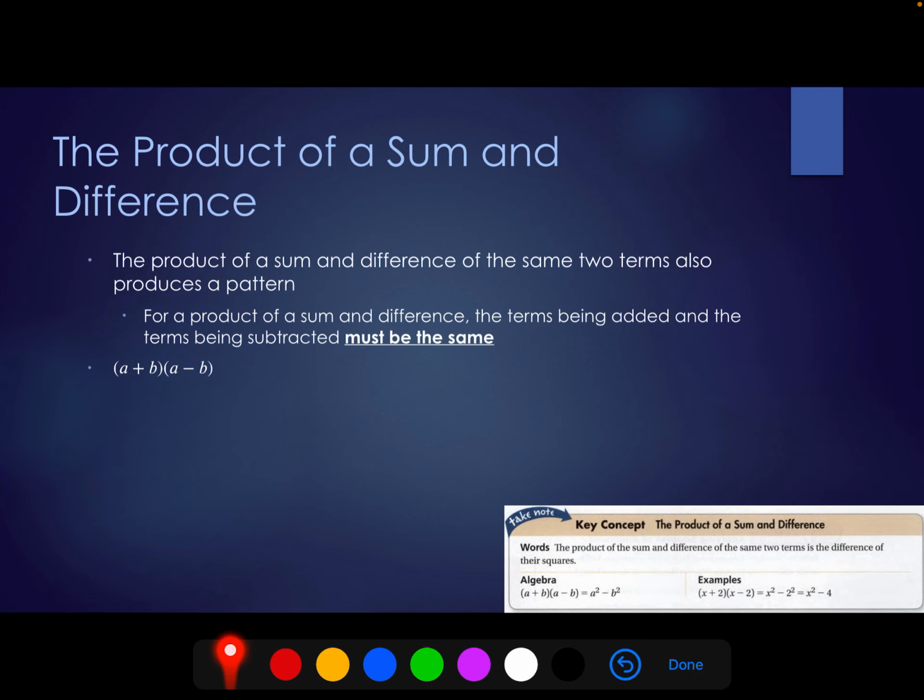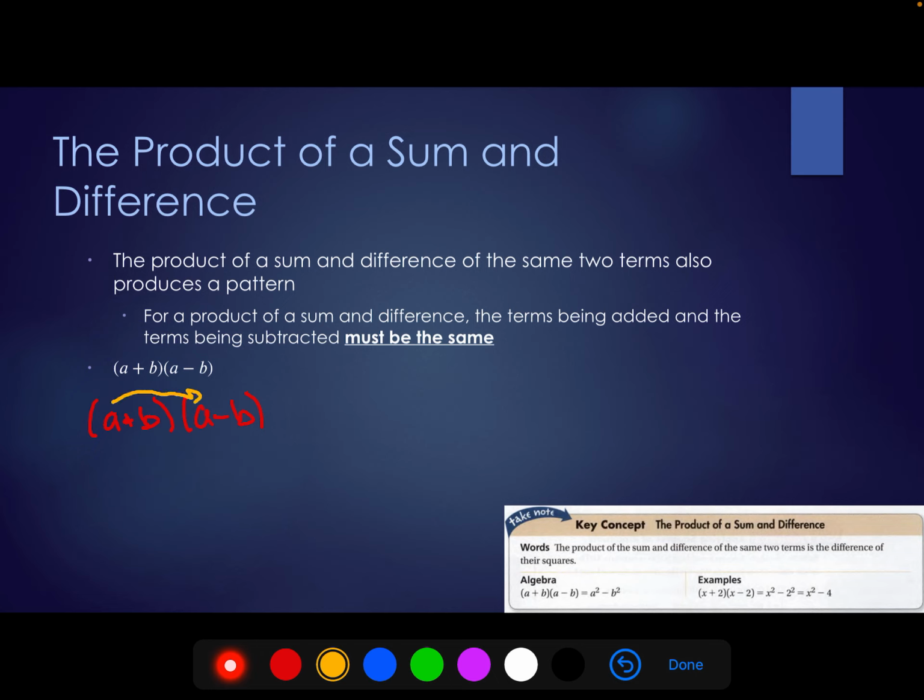Now let's take a look at how we can get this pattern that we see under algebra right here. It says a plus b times a minus b is equal to a squared minus b squared. So let's use our FOIL method to see how that works. So we have a plus b times a minus b. Let's rewrite that. And now let's go about it using our FOIL method.